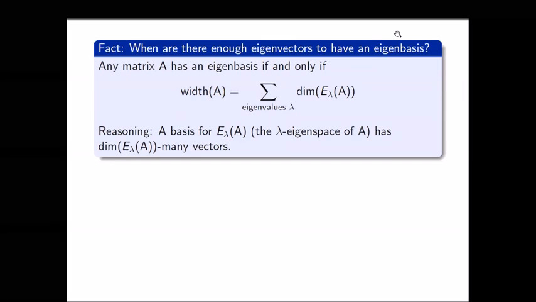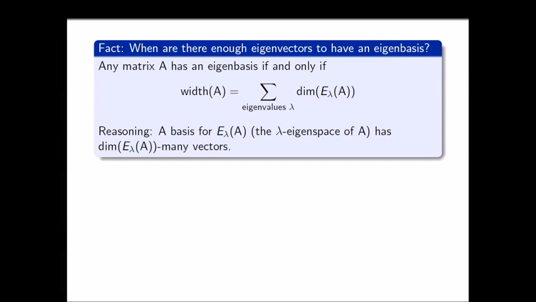So we saw how to compute an eigenbasis for a matrix A. But what if we want something weaker than that? What if we just want an answer to the question: are there enough vectors to actually form an eigenbasis? If that's what we want, the following fact is going to be very helpful. Any matrix A has an eigenbasis if and only if the width of A is the sum of dimensions of all the eigenspaces. So you compute all the eigenvalues.